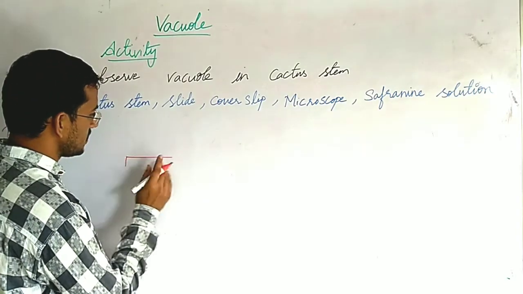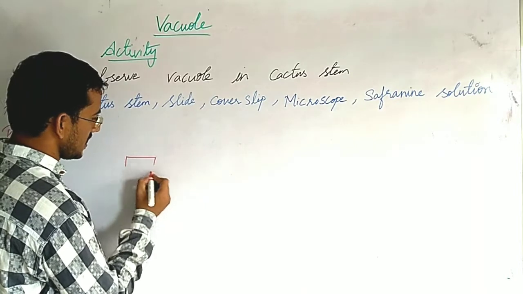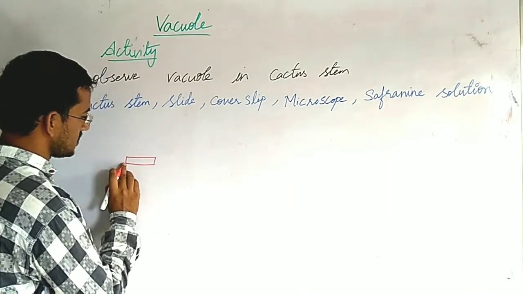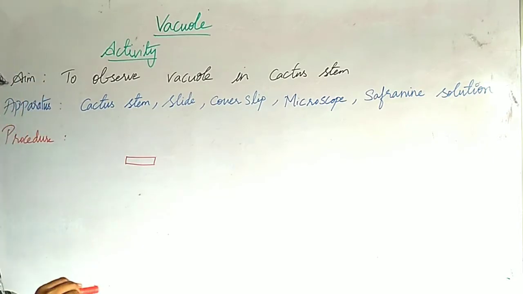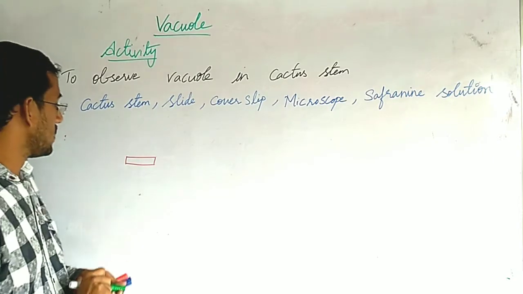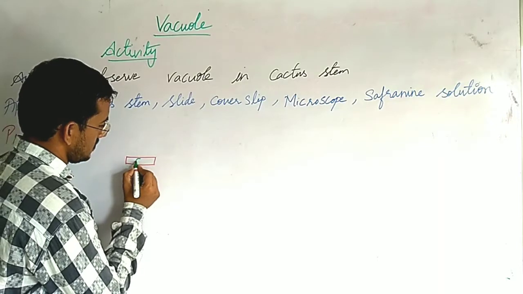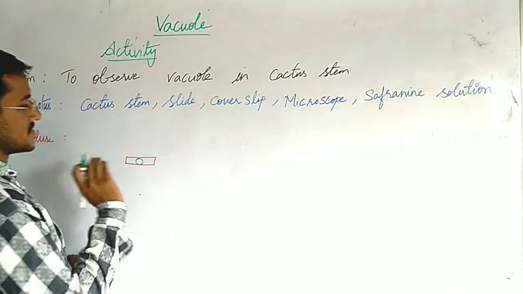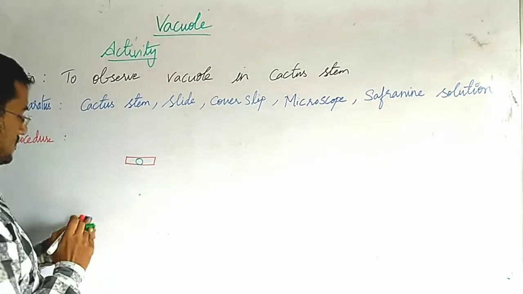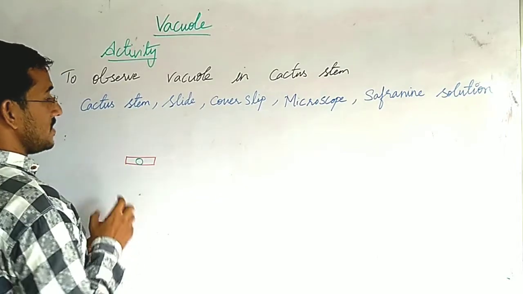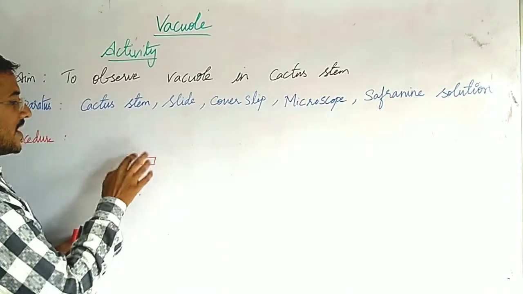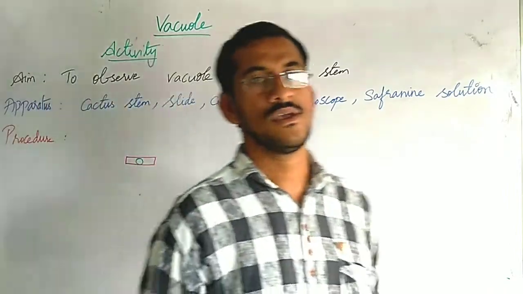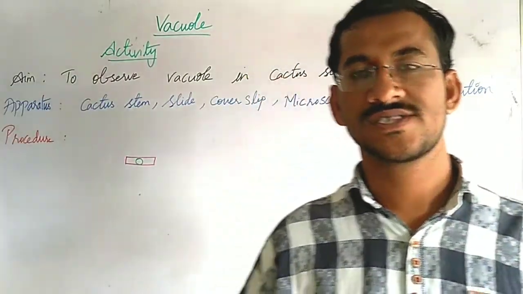So this is a slide. I already told you, slide is a small rectangular thin glass material. On this, what you have to do? You have to place a stem, transverse section, small thin stem here. On this stem, add some saffronin solution. Why we are adding saffronin solution? To color it, to stain it.